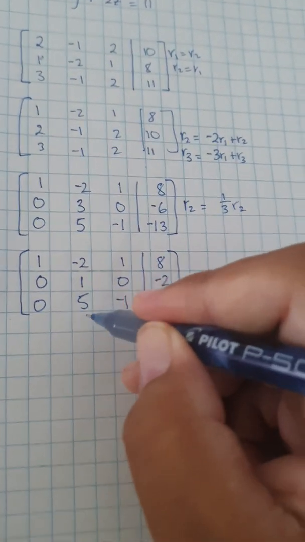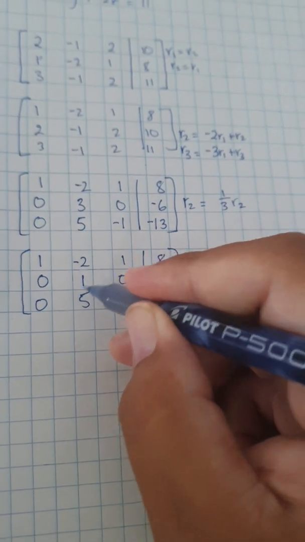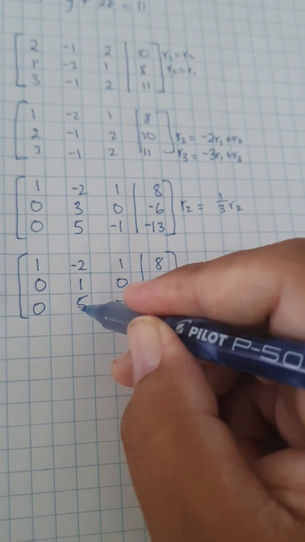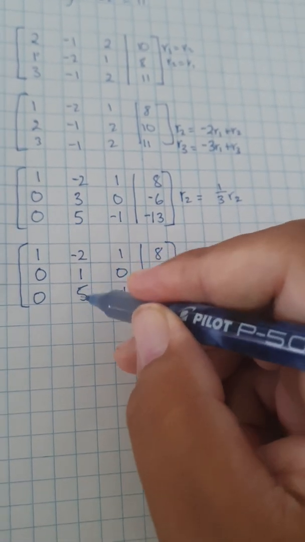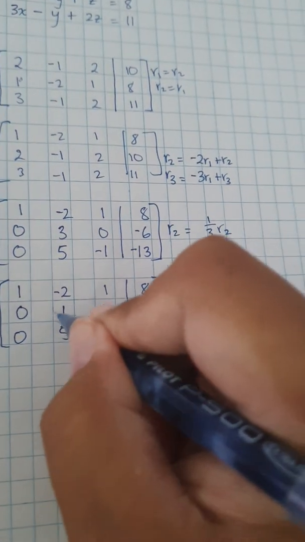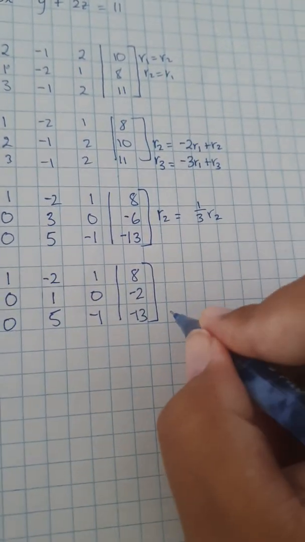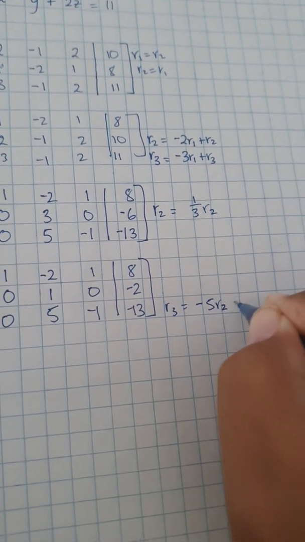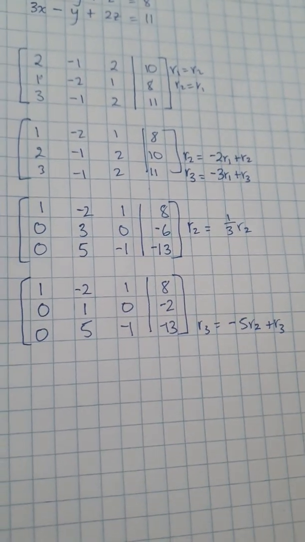Okay, we need to make this 0. Below the leading 1 we need 0, because it's Gaussian elimination, it's just below the 1 that must be 0. Okay, by using this leading 1 to make this 0, R3 equals negative 5 R2 plus R3.